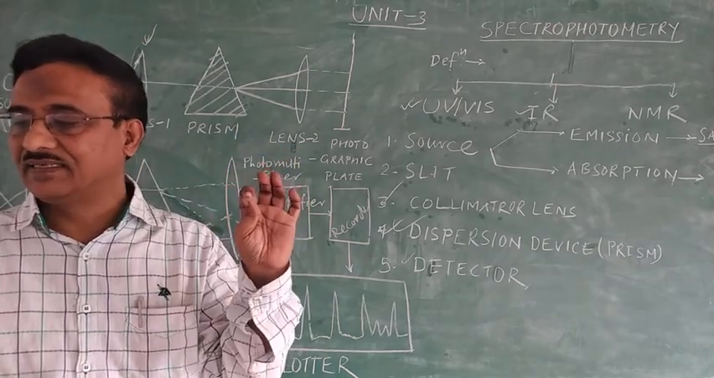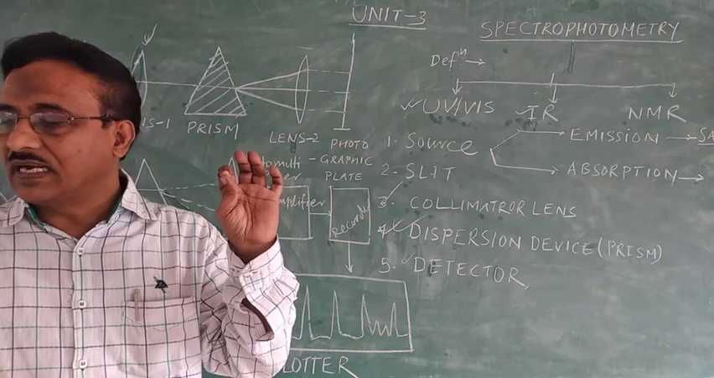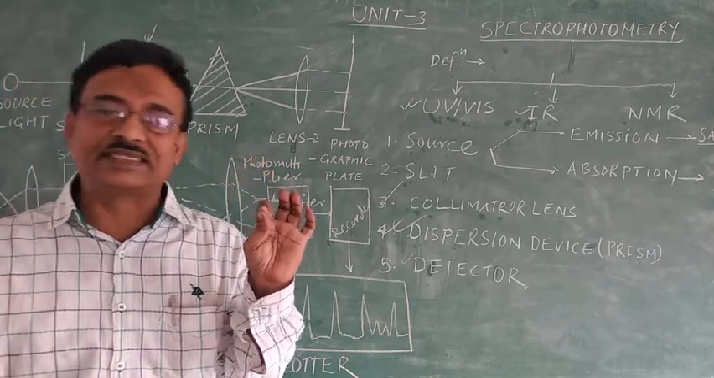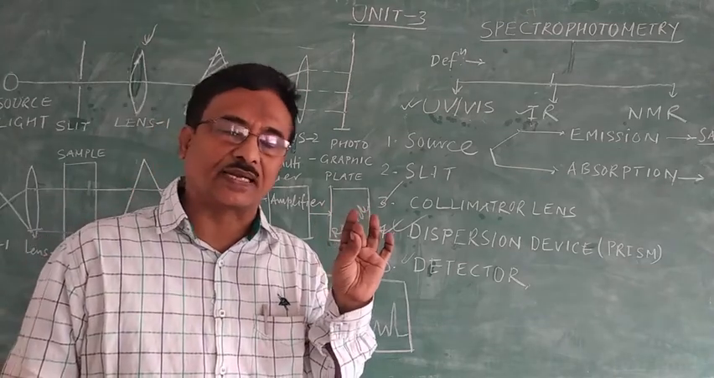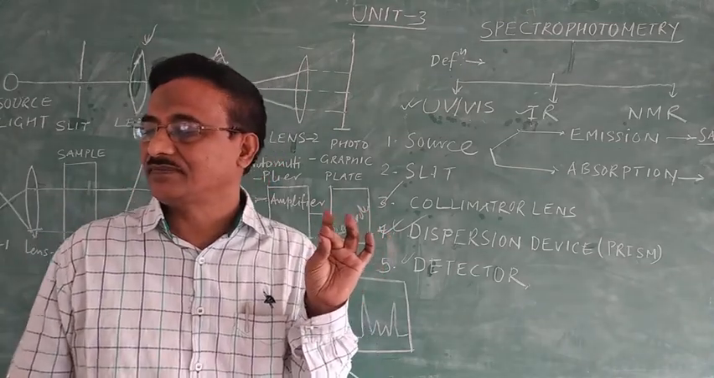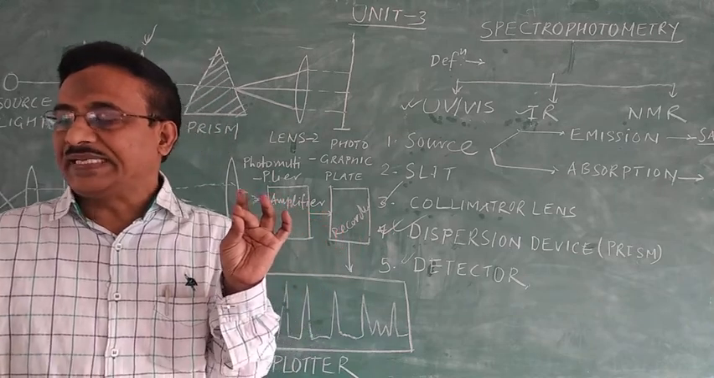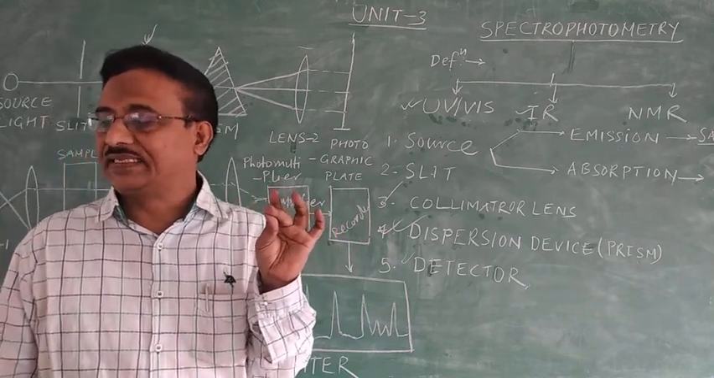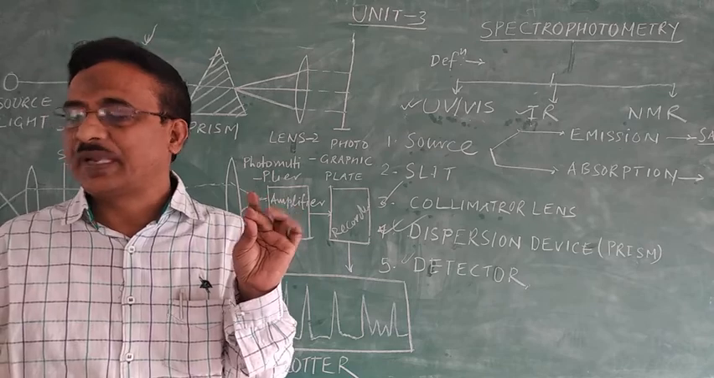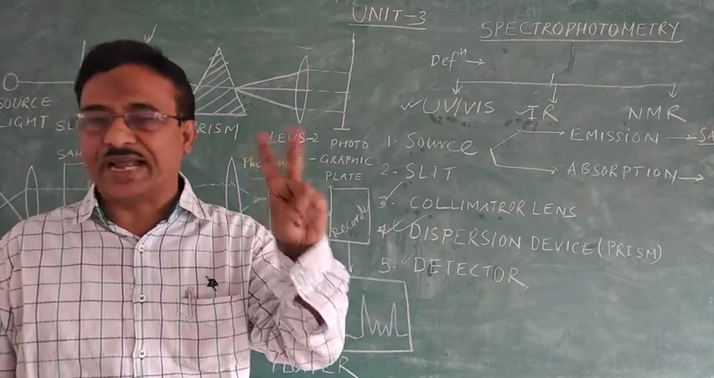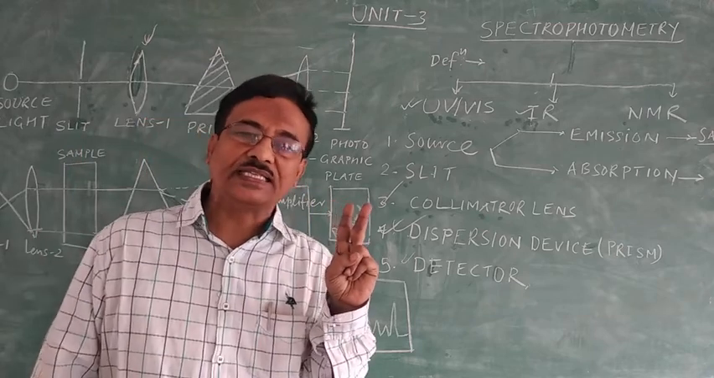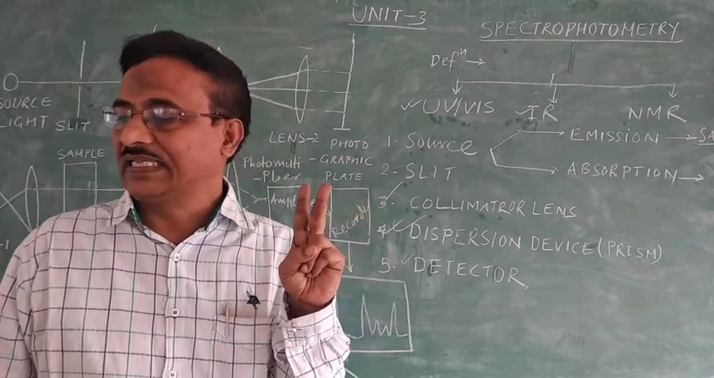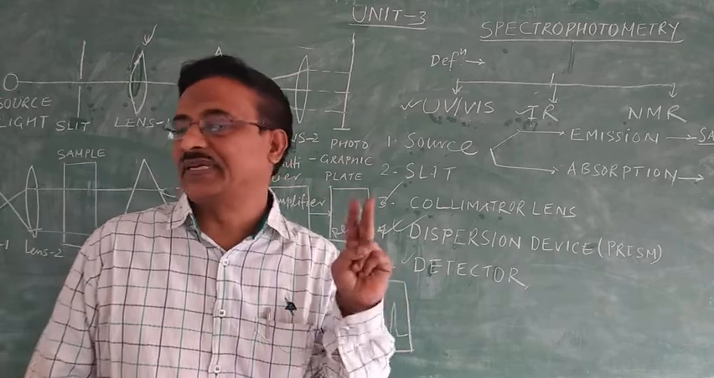An element containing a number of lines is called line or atomic spectrum. For example, if we take sodium light, or sodium metal, it gives two lines. This is a very good example for line spectroscopy or line spectrum or atomic spectrum.